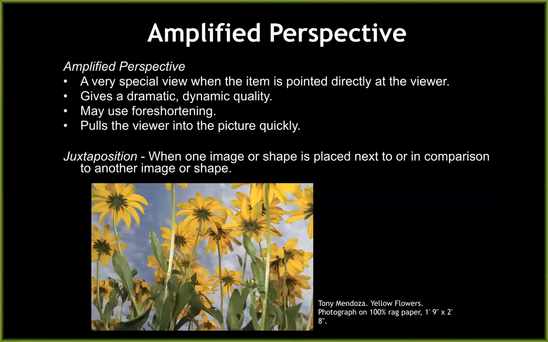Amplified perspective is when you have an item that you're directly in front of and maybe appears a little heightened. And one of the examples in your book is the Uncle Sam drawing poster where he was pointing for the draft, and the finger was very, very large in comparison to the rest of the figure.